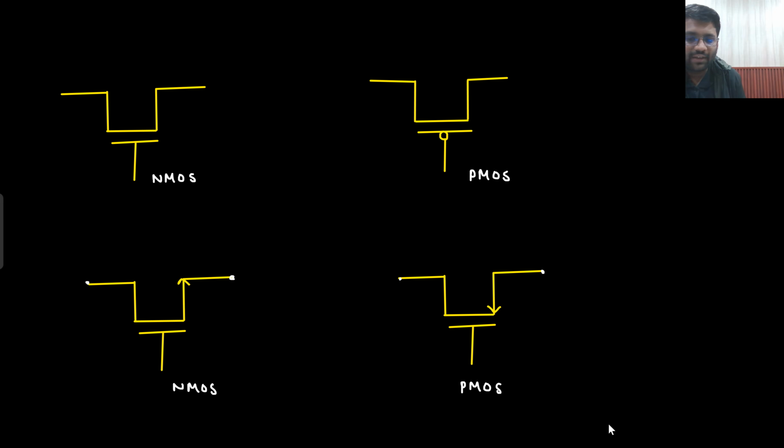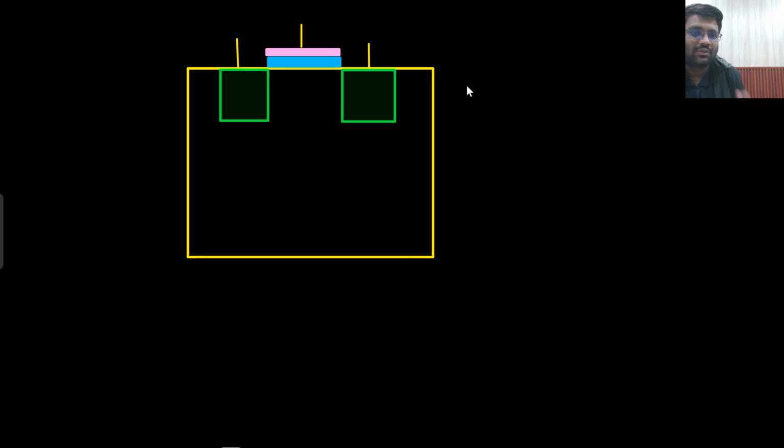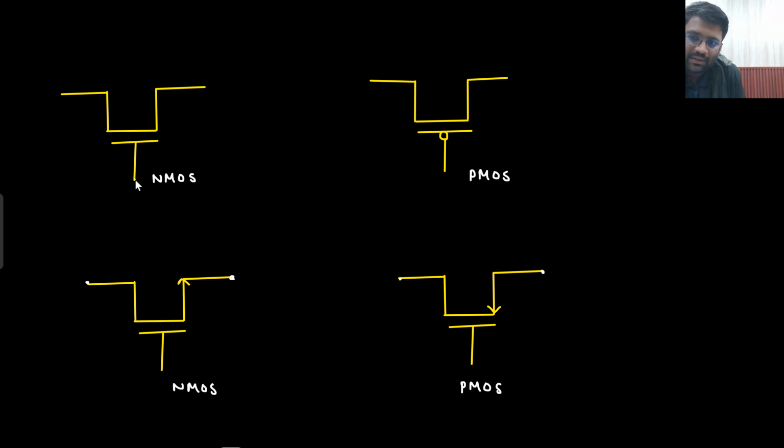Why is that so? Have you seen the MOS schematic as a device? This is how the MOS would look. If I need to make it NMOS, then this would be N plus, this is N plus, and this will be your P substrate. The middle one will be gate. That's for sure, there is no doubt about it. The middle one is your gate.